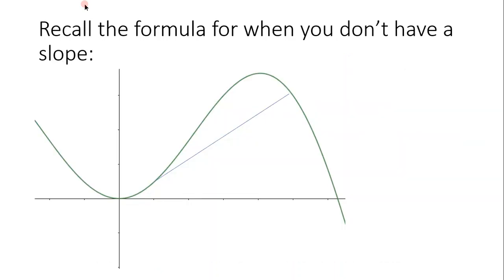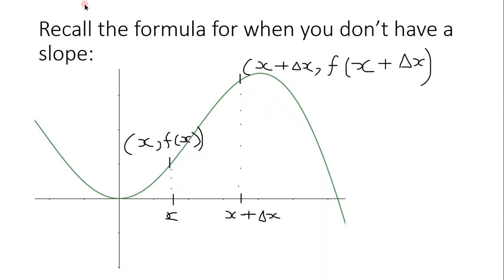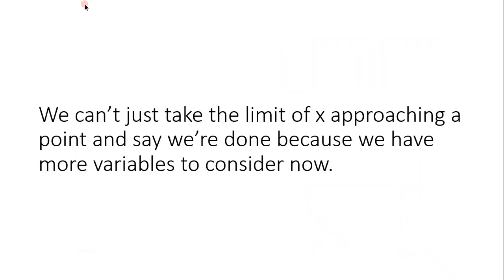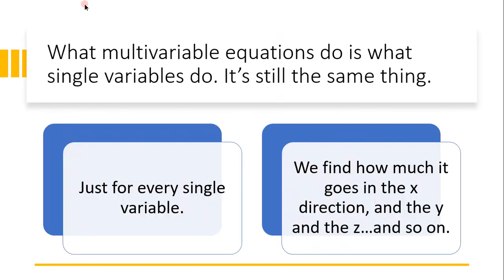But when we don't have a slope or a constant average rate of change, we have to take the limit as the change in x approaches 0, and then we get an accurate rate of change across the whole graph. It's great. When we start dealing with higher dimensions, such as this, we can't just take the limit of x approaching a point and say we're done, because we have more variables to consider now.